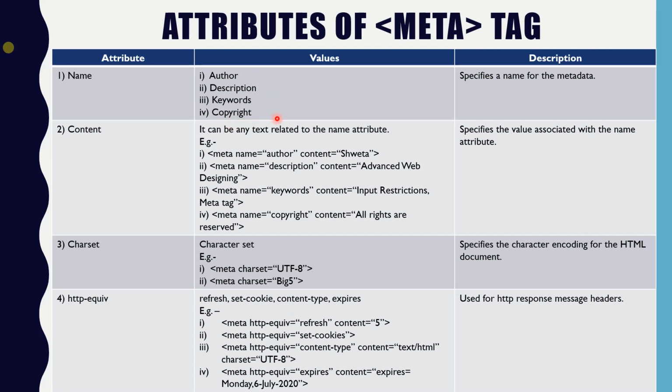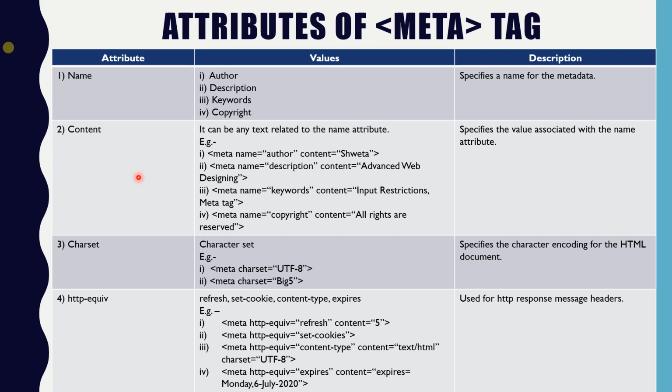Lastly, copyright. Copyright means the rights: to whom you can give rights, meaning who can copy your web page and who cannot. All the rights that you want to give to whomever, you have to write in copyright. Okay, that's all about the values of meta tag.